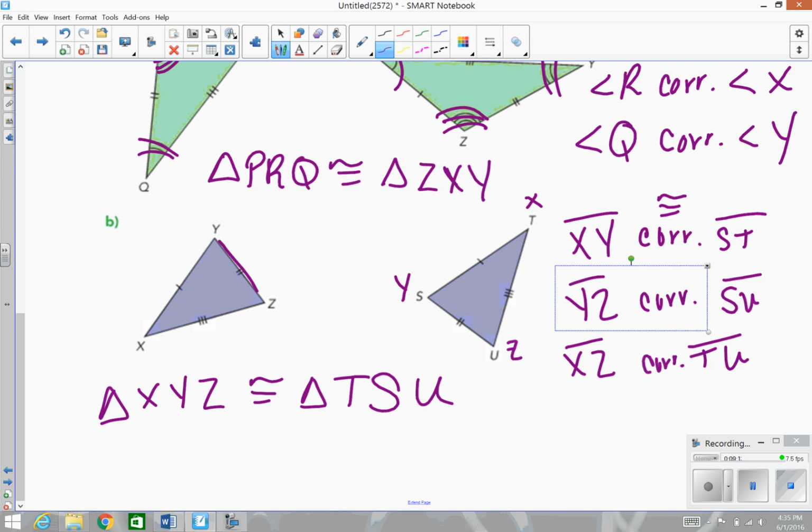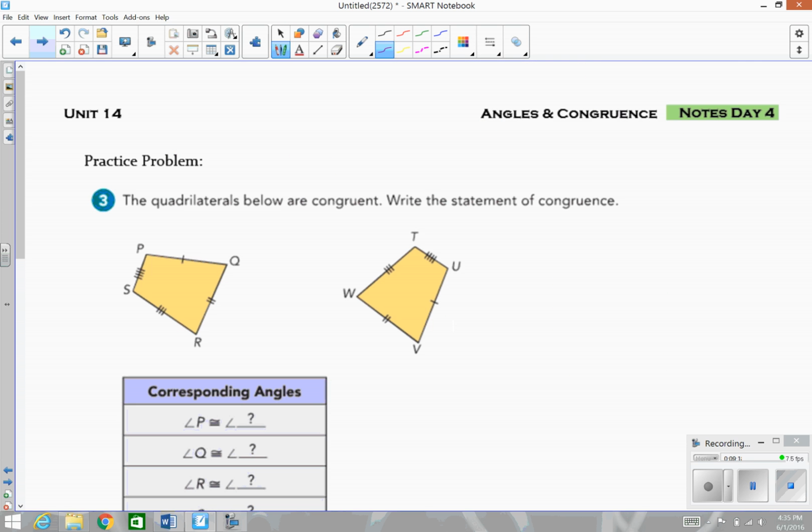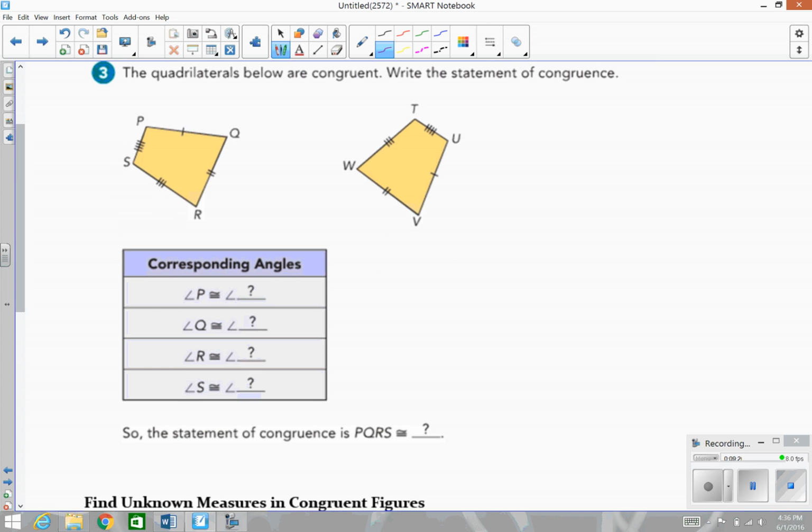Jot down any questions you have and then flip the page. Okay, here's one for you to try. It says the quadrilaterals below are congruent. Write the statement of congruence. So first, go ahead and find your corresponding angles and then finish the statement right here. Come back to me when you're ready.